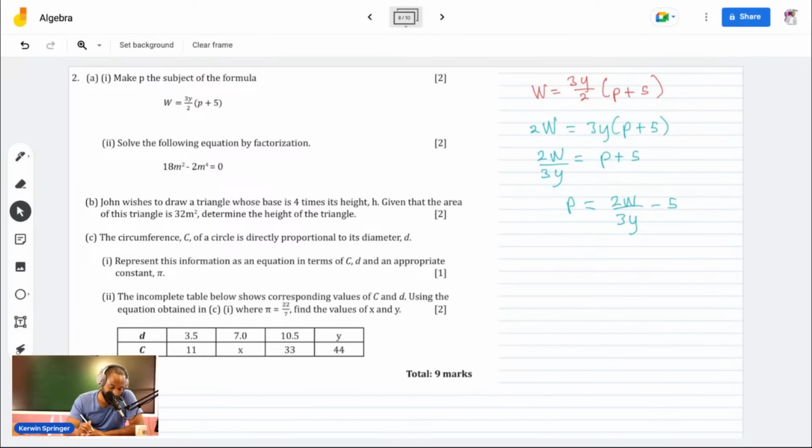Solve the following equation by factorizing. Another factorization, because they must bring a factorization in question 2. Otherwise, it's not CXC. A factorization doesn't come like 1 in every 10 times. It must have a little factorization.